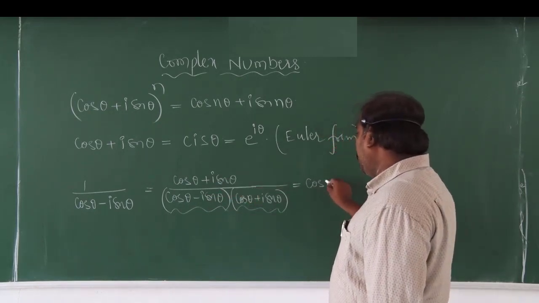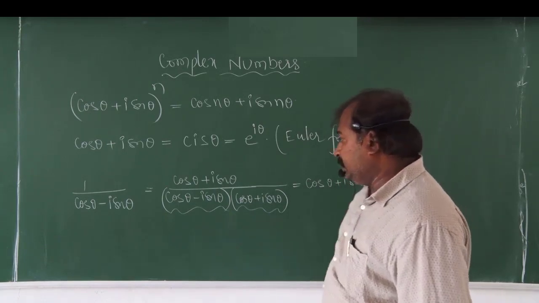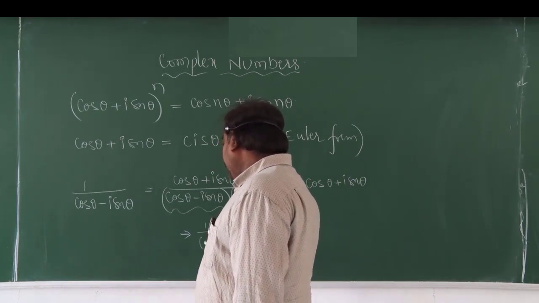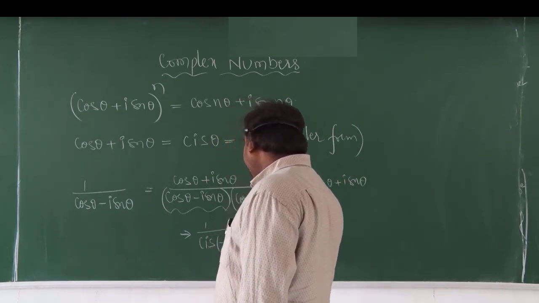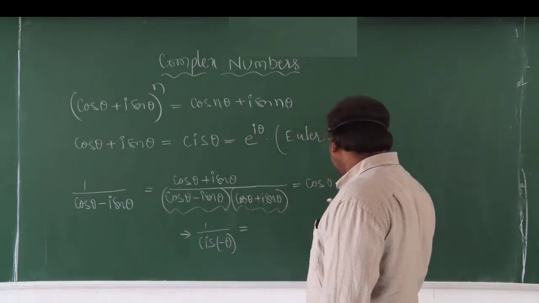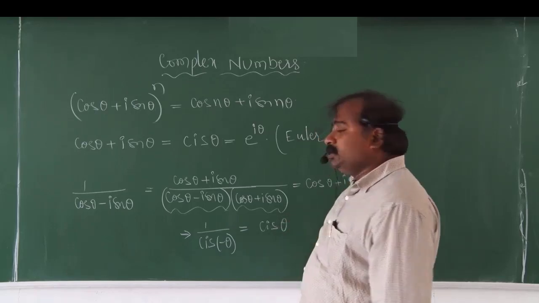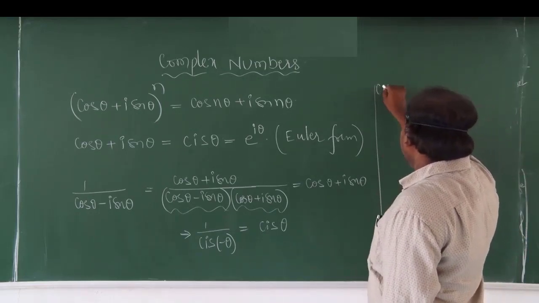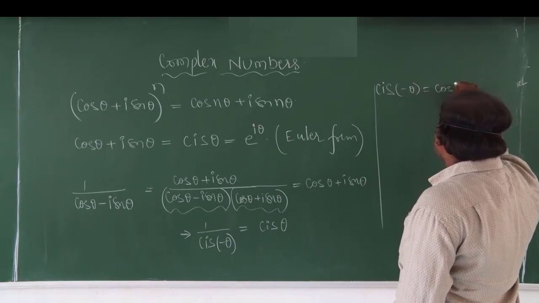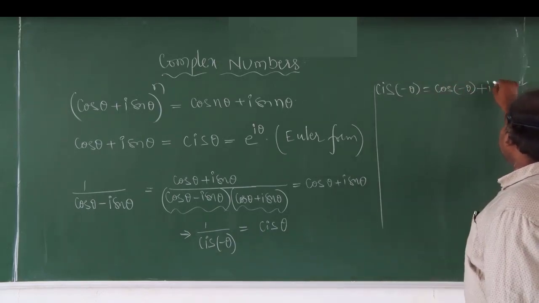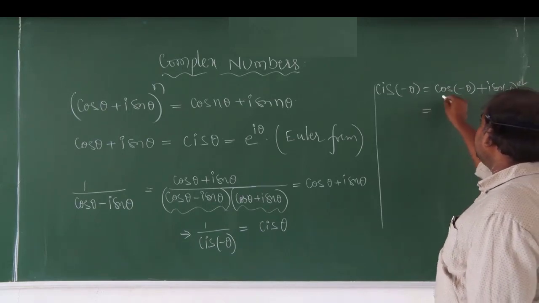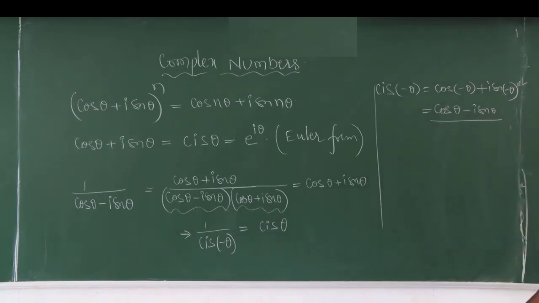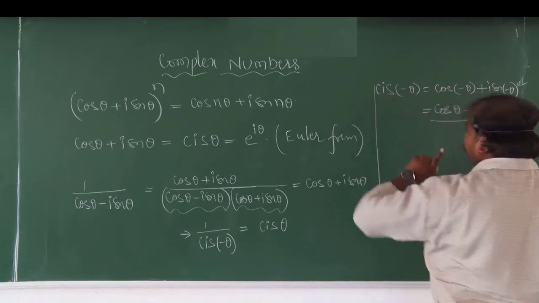You will get the value cos theta plus i sin theta. So 1 by (cos theta minus i sin theta) I can write as cis of minus theta. Then 1 by cis of minus theta equals cis theta. This is also one more important thing. And cis of minus theta means cos of minus theta plus i sin of minus theta, which is cos theta minus i sin theta. So cos theta minus i sin theta I can represent as cis of minus theta.